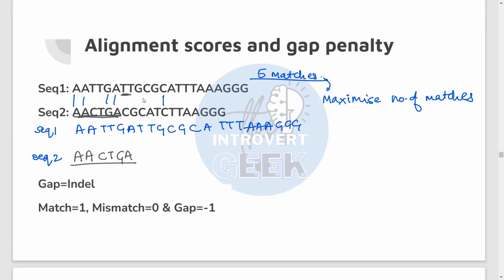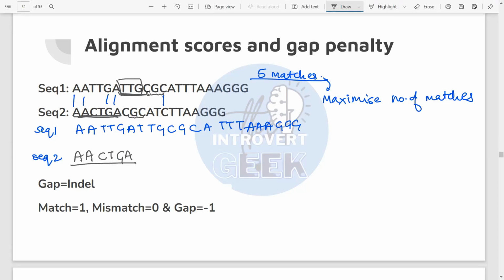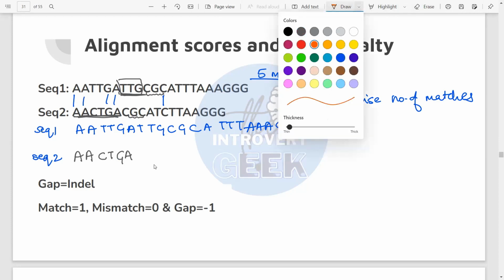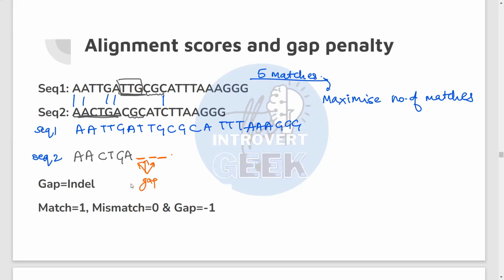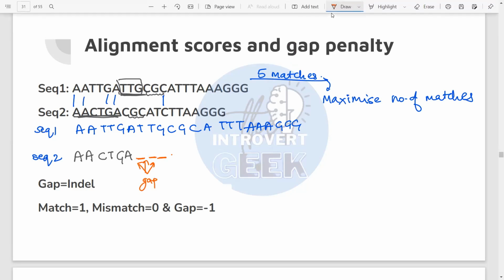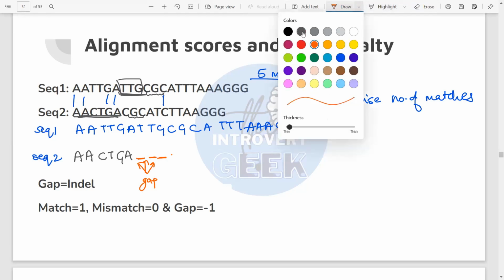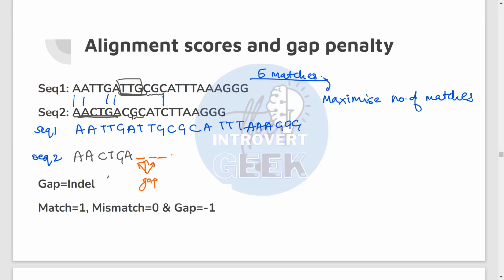But if you observe, this CGC is present here, but there are these 3 nucleotides in the middle that don't have any match. So in order to increase the matching, what I can do is add something called a gap. So I am adding a gap over here, that is, I'm leaving an empty space. Now, if I add a gap, after that I can align the rest.